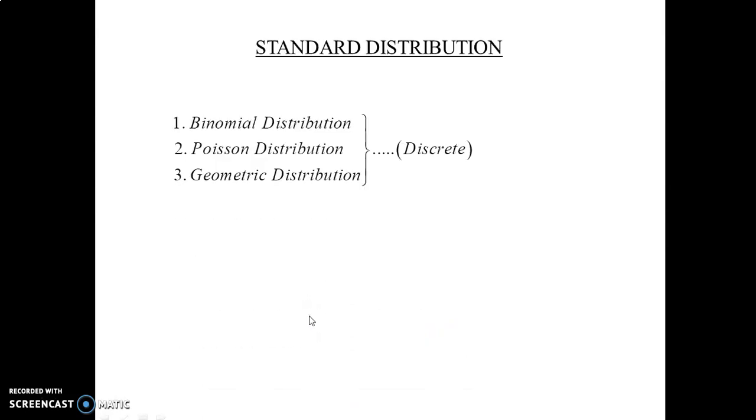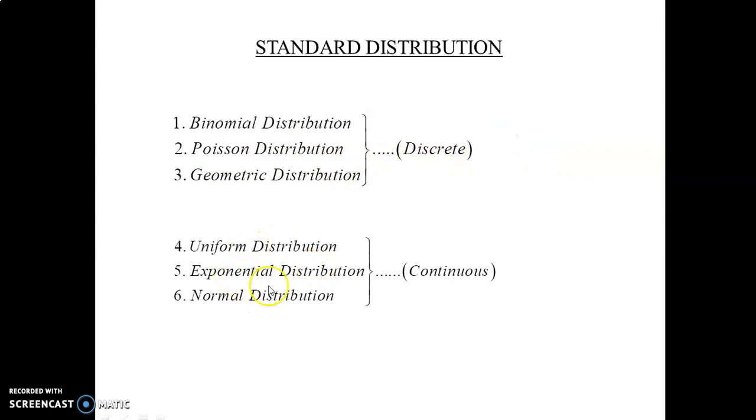The standard distributions are: first, binomial distribution, Poisson distribution, and third, geometric distribution. These three distributions are of discrete type. Then uniform distribution, exponential distribution, and normal distribution. These three distributions are continuous type.